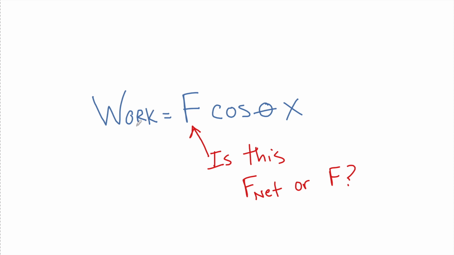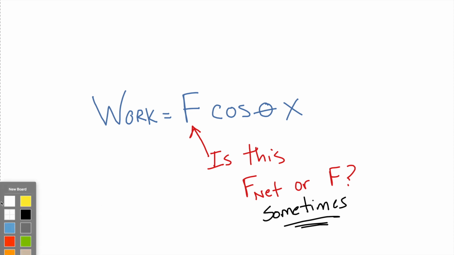So today in class, this question came up and it seemed to be a little bit confusing for people. So I just wanted to clear it up. And it's this question of, in the equation work equals force times the cosine of theta times x, is this F an F net or is it just some plain F? And the answer to that question is sometimes. And that sometimes was a little bit frustrating for people. So I kind of want to go through and just look at the two different types.